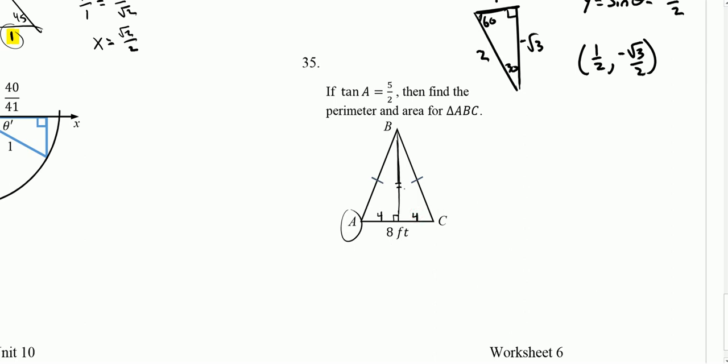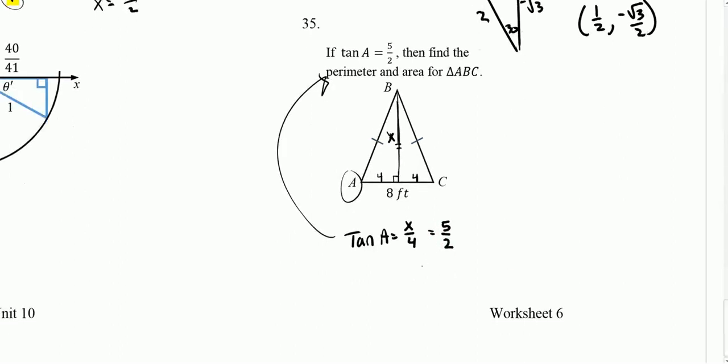So tangent, we know tangent is opposite over adjacent. I'm going to call this side length x. And I know that the tangent of A from my picture is going to be x over 4. But the problem itself tells me that that's equal to 5 over 2. And so I have a proportion, I can cross multiply and get 2x is 20, and so x is 10.